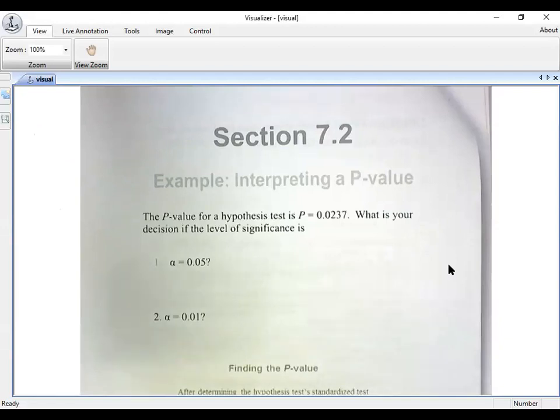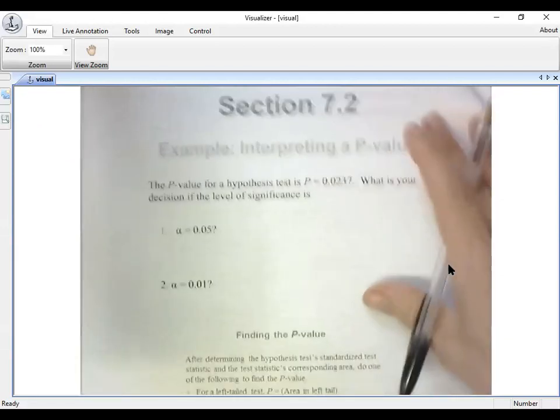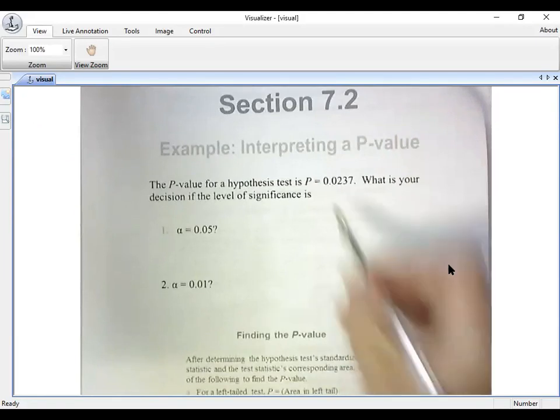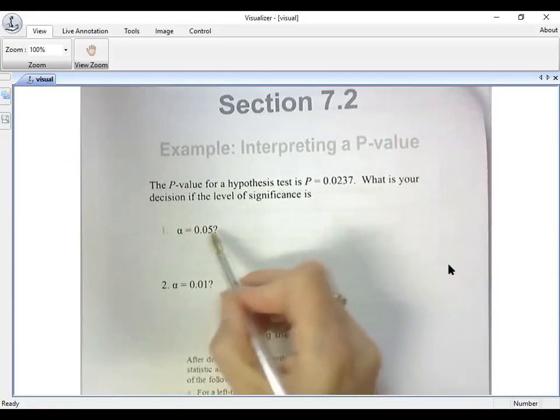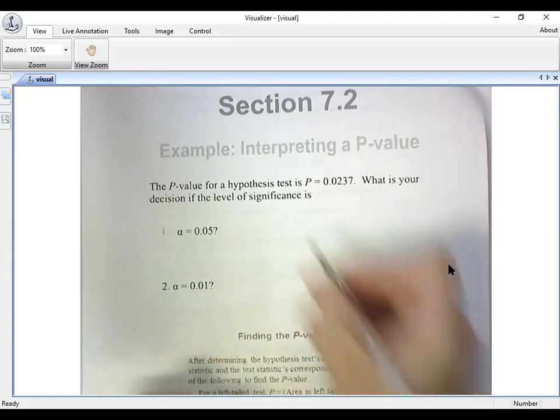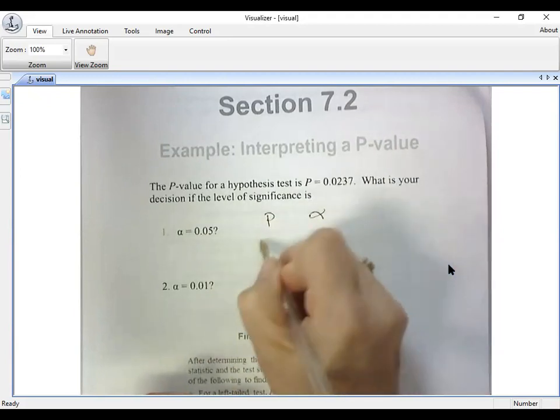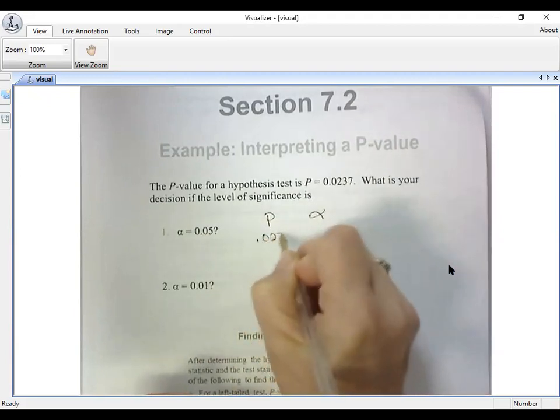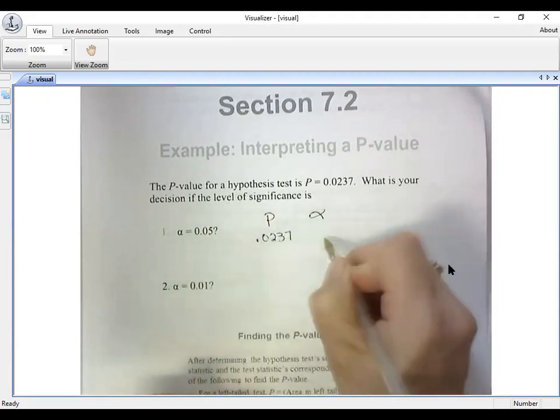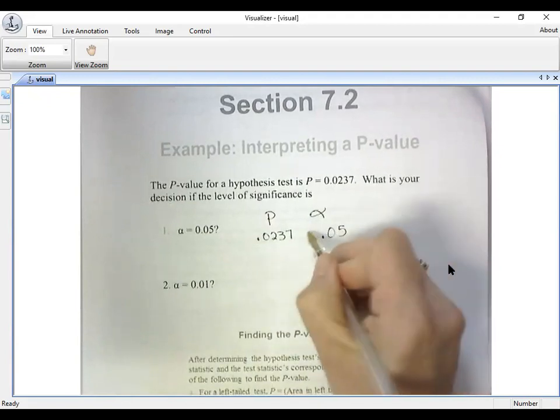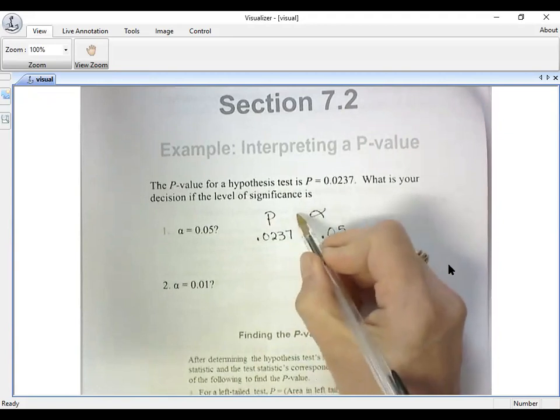So let's look at this and see if we can decide what we should do if we have this as a p-value and we want to compare it to this level of significance. All right, so I'm going to compare p to alpha. My p is 0.0237. My alpha is 0.05. Which one's bigger? The alpha is bigger. So p is less than alpha.